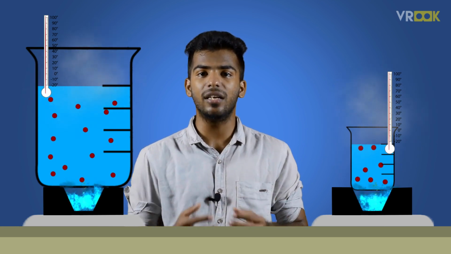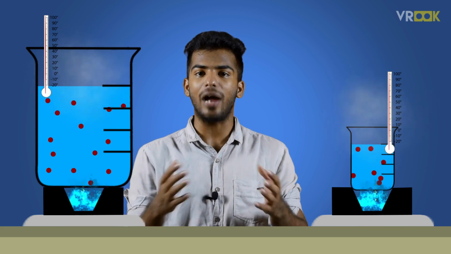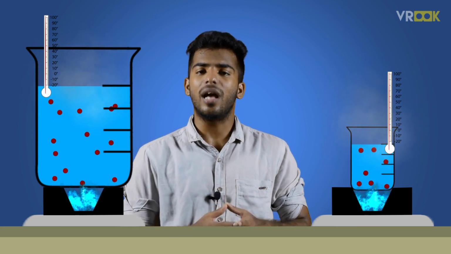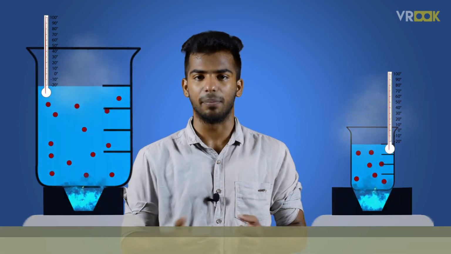Ultimately, the heat energy present in a sample can be derived from the motion of atoms in the object. As the velocity of the atoms increases, the temperature goes up. This is about heat and temperature. Now, let's get to another important concept, work.